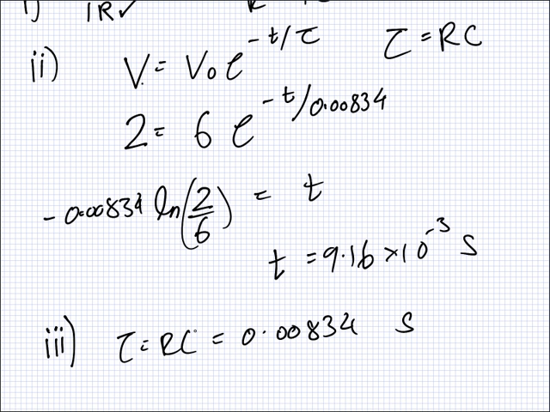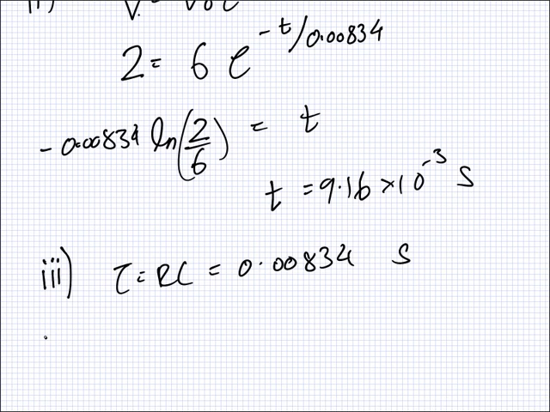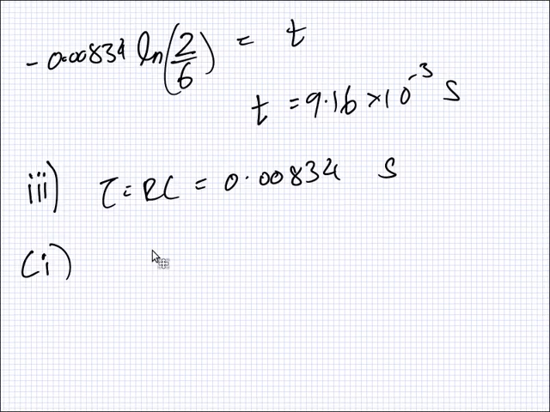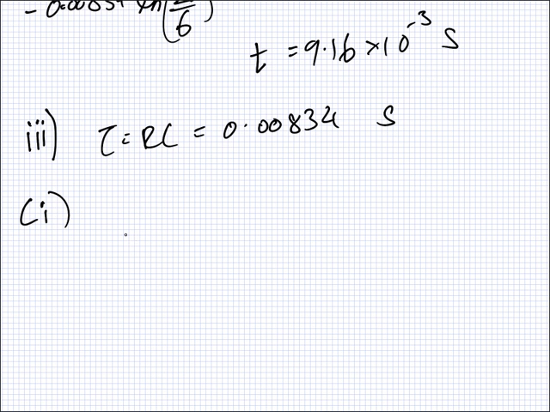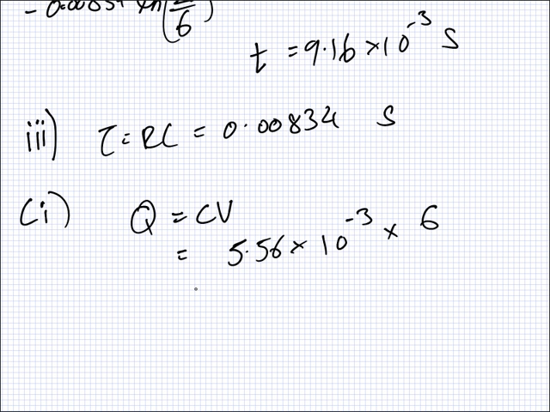C1. State the charge stored by the capacitor when it is fully charged. The Q. Okay, so Q equals CV. What did we say the C was earlier? 10 to the minus 3. And the V is 6, isn't it? Right, so what's this then? 0.05 coulombs. Right, next part.